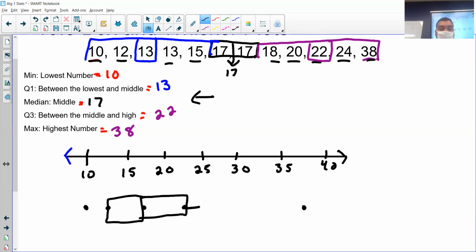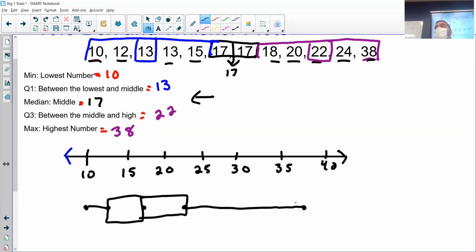Wait, I have 5 dots, not 4. You should have 5. I have 5 too. Where's all the dots? That's 1, 2, 3, 4. So what's the point? 38 over here. All right, what's up? Oh, all right.